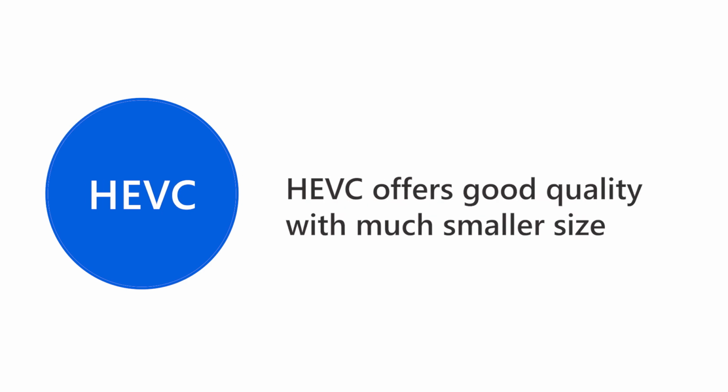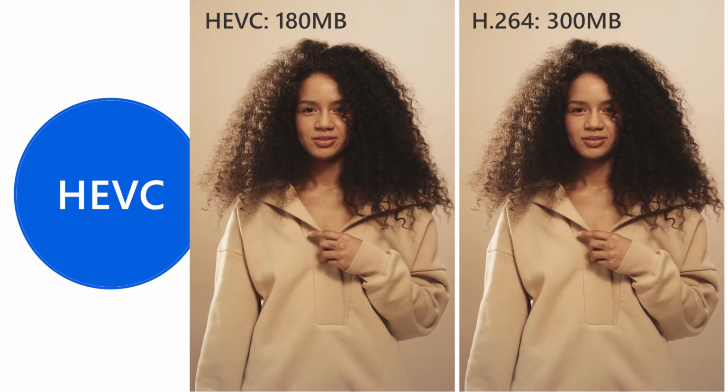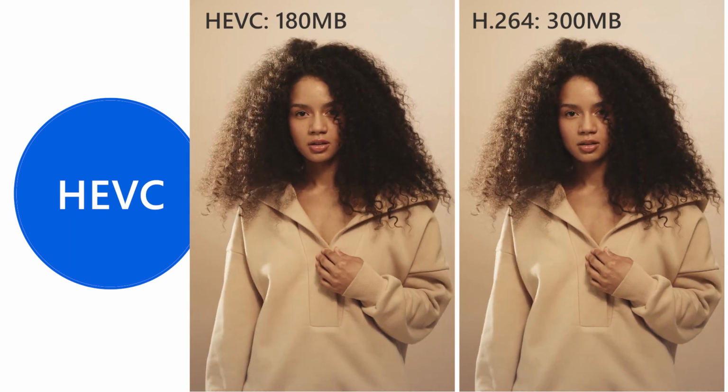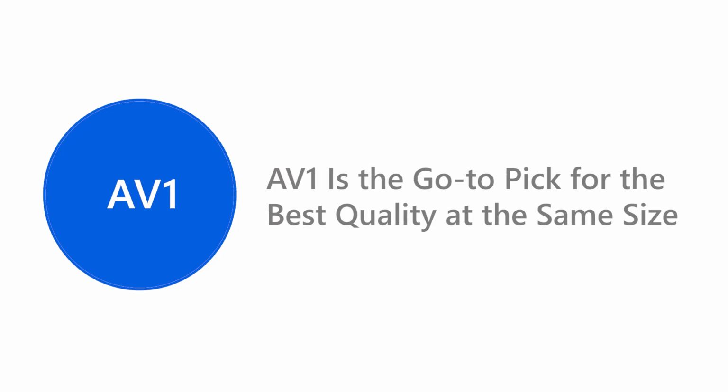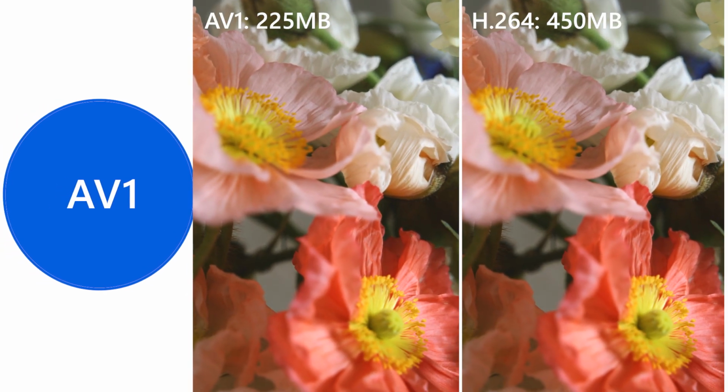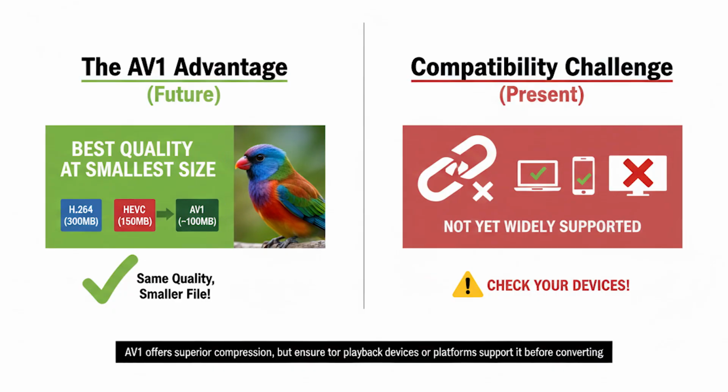HEVC is another solid choice. It gives you excellent image quality with much smaller files. VideoProc also supports AV1, which delivers the best quality at the same size, but it's not yet widely compatible. Just ensure your target device or platform supports it.